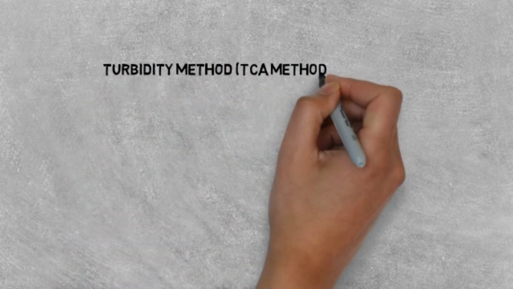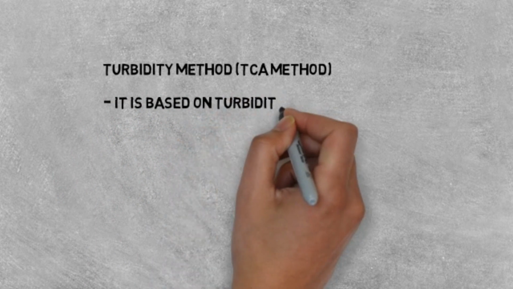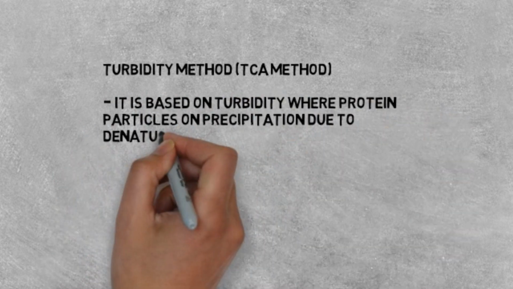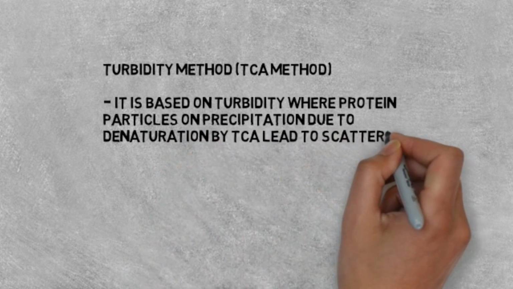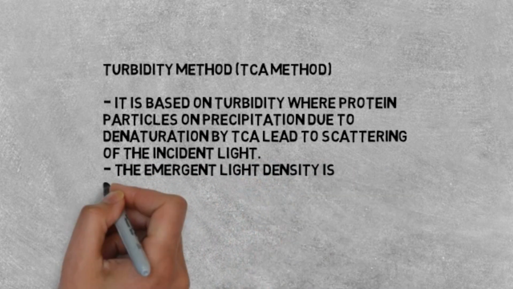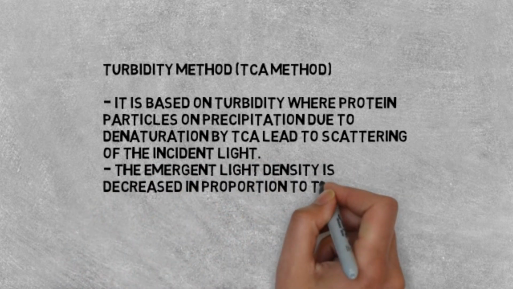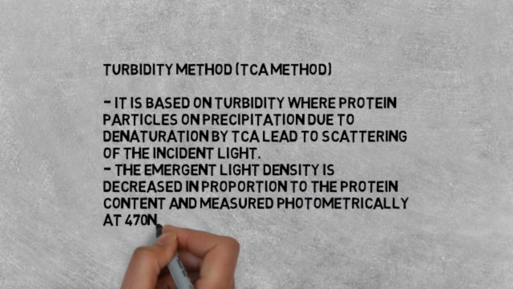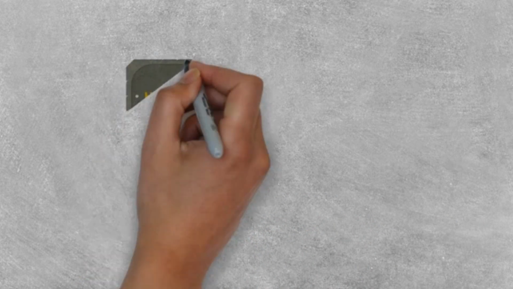Turbidity method or TCA method. It is based on turbidity, where protein particles on precipitation due to denaturation by TCA lead to scattering of the incident light. The emergent light density is decreased in proportion to the protein content and measured photometrically at 470 nanometer.